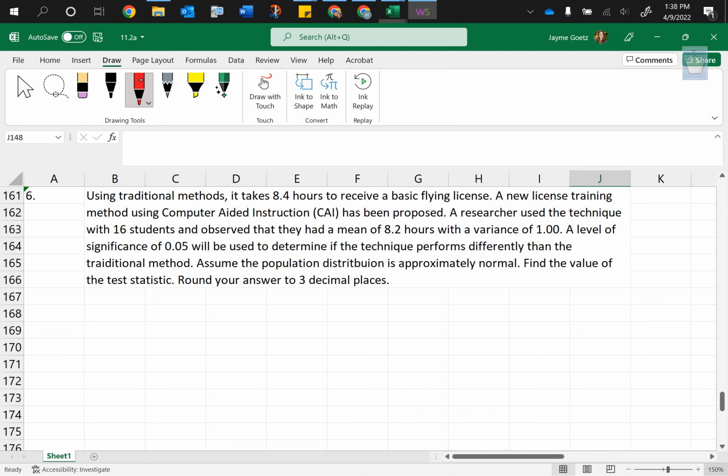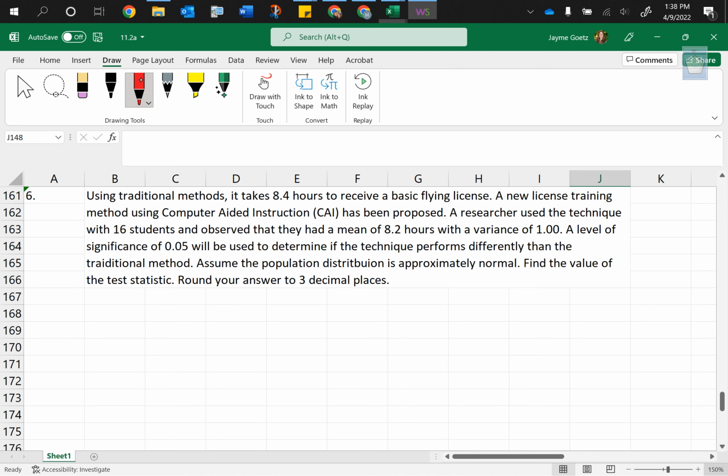So some things that I noticed here. They do have a sample, but they only find the sample mean. It says a researcher used techniques with 16 students and observed that they had a mean of 8.2 hours from the sample with a variance of 1. So that right there is in the same sentence referring to the sample. That is my sample variance. So that means my sigma is not known here.